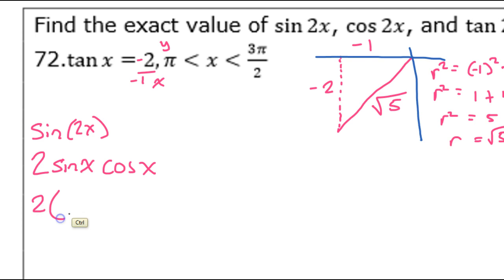So let's see. So the sine is going to be y over r. So that's going to be negative 2 over radical 5. Okay, and cosine is going to be x over r. So that's going to be negative 1 over radical 5.